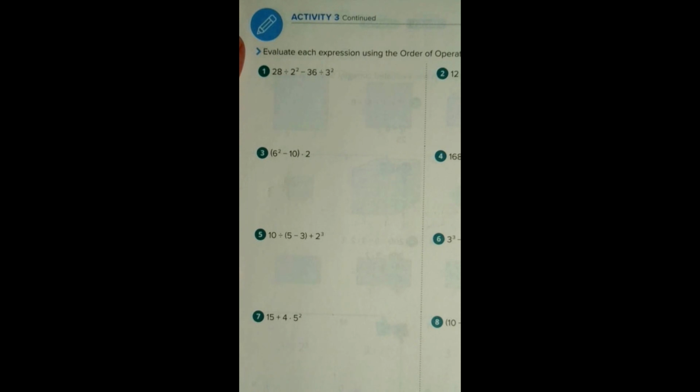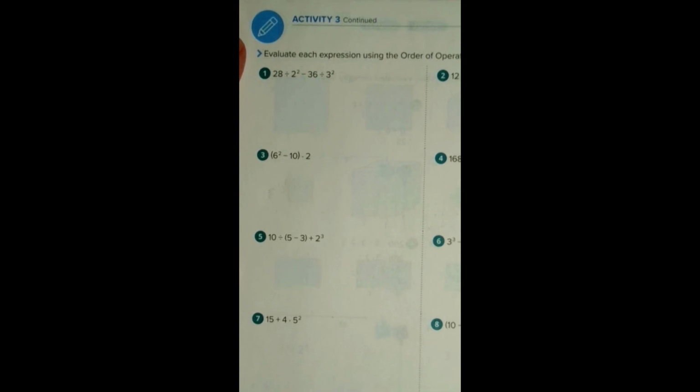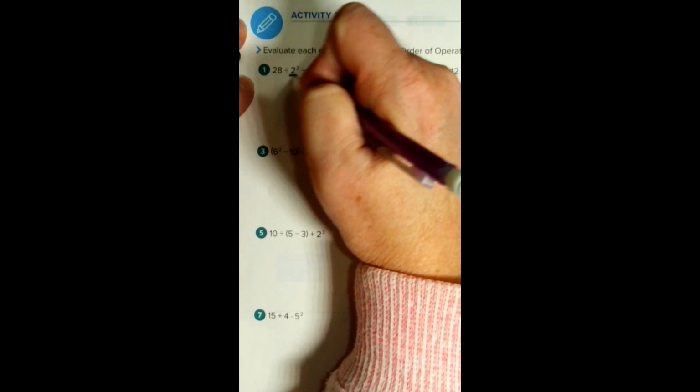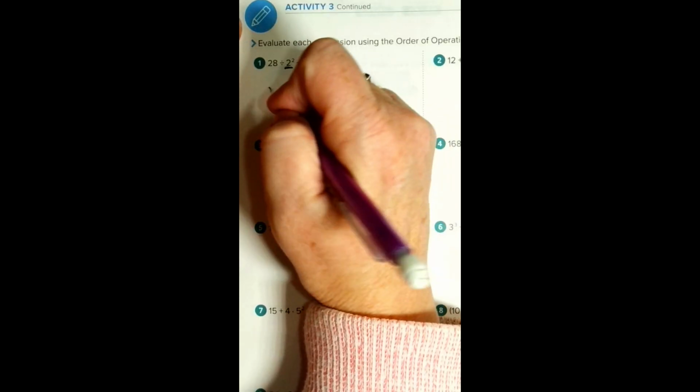So when we do these, we need to do parentheses and exponents first. There are no parentheses or grouping symbols, so exponents. So I'm going to do this and this. I'm rewriting everything else. The key with getting order of operations correct is making sure that you're rewriting the other information so that you're not missing anything.